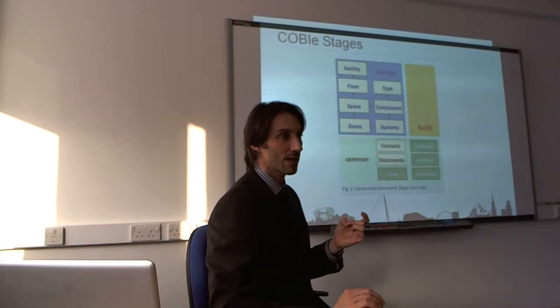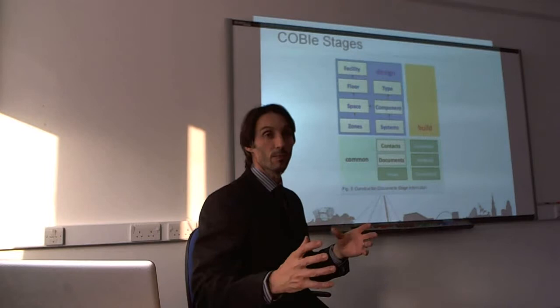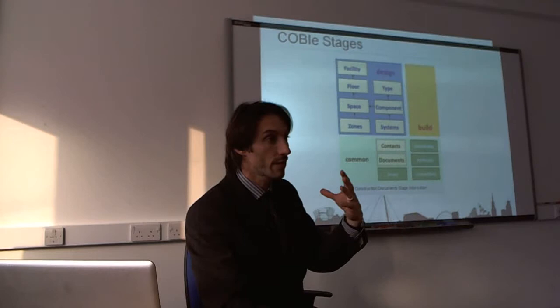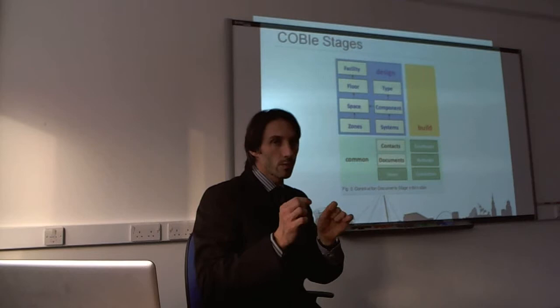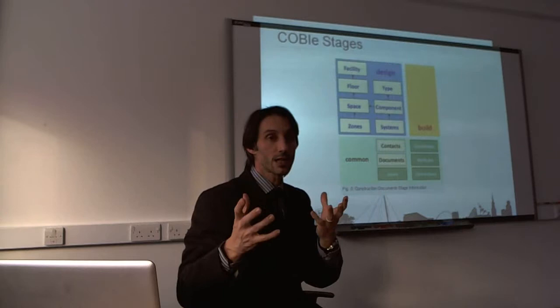You don't have the shape of a component. You know that there is such a component. You know that there is a door. You know that there is a window. You know that there is something. You have some properties about it, but you don't know what model it is, maybe. Or if you know that, you don't know how it looks. There is no 3D geometry in COBE, okay?